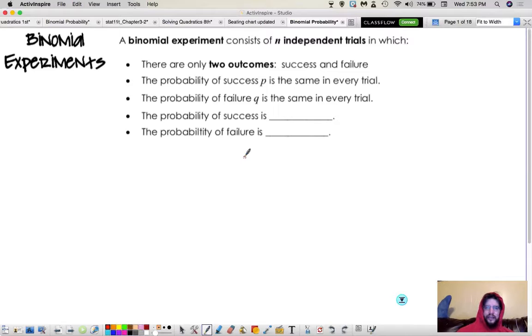Failure is represented by Q. It's also got to be the same. So success is P, failure is Q. Now, Q is equal to 1 minus P. Well, why? Because it's either a success or fail, right? It's 100% probability for everything, which 100% is a solid 1. So whatever P is, 1 minus P has got to be Q.